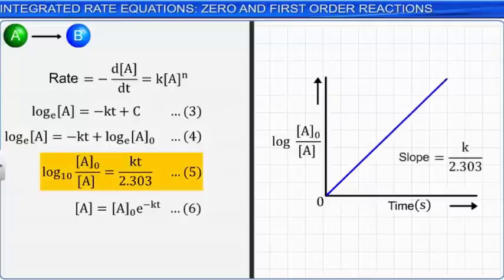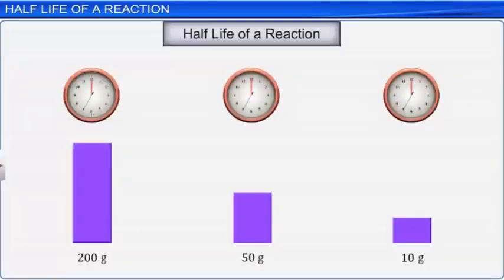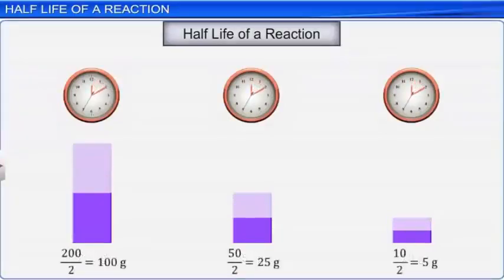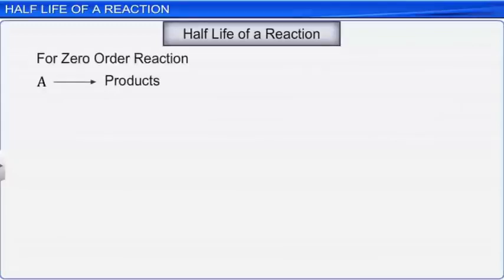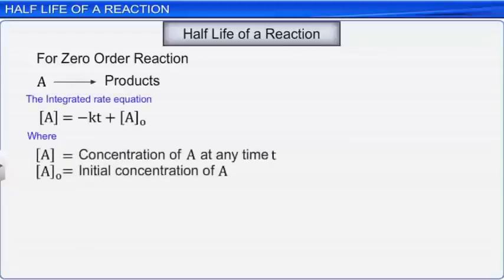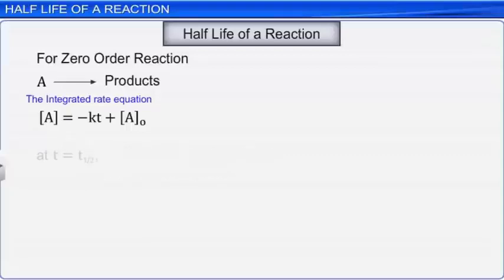Half-life period of a reaction is defined as the time taken for the concentration of a reactant to reduce to 1/2 of its initial concentration. Let's consider a simple reaction. If this reaction is of zero order, then the concentration of A is given by [A] is equal to minus k multiplied by t plus concentration of A naught. Let t1/2 be the time in which the concentration of reactant A reduces to 1/2, which is equal to [A0]/2.